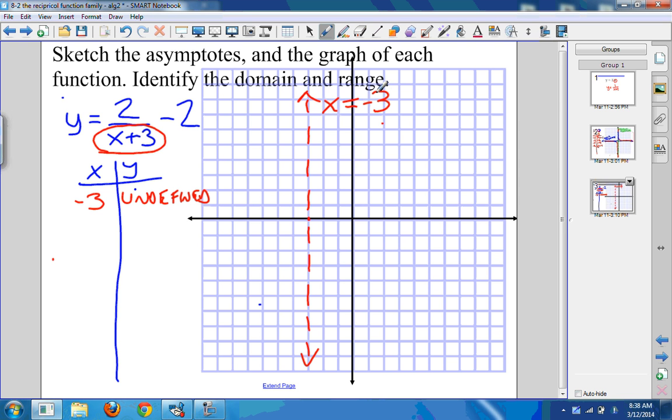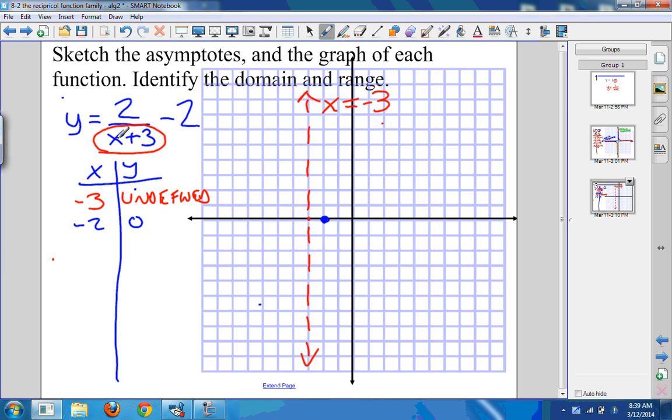Should have another horizontal asymptote somewhere else in this graph. The vertical asymptotes are the easiest to spot. All right, now I'm going to put in a couple of values, and we can look at some easier values maybe. Let's see. If I put in a -2 in here, then I have -2 plus 3 is 1. 2 over 1 is 2. 2 minus 2 is 0. So -2, 0 is a point on my graph.